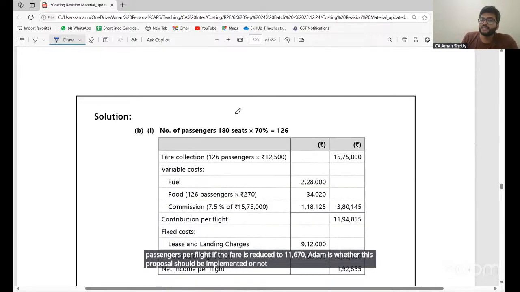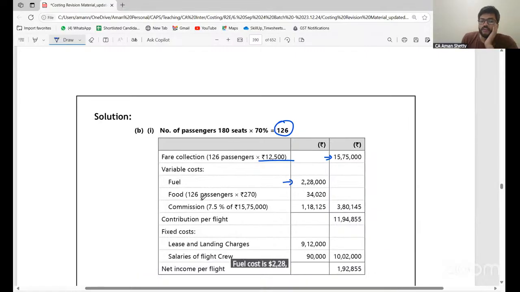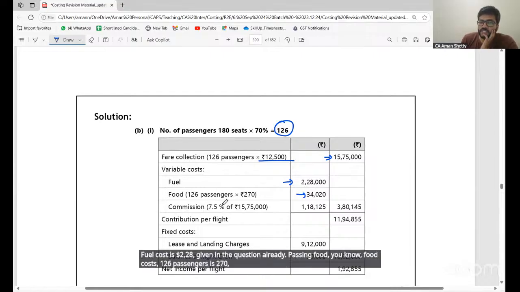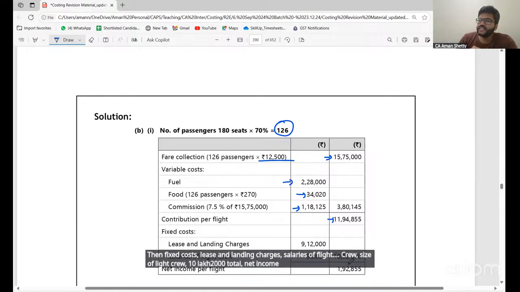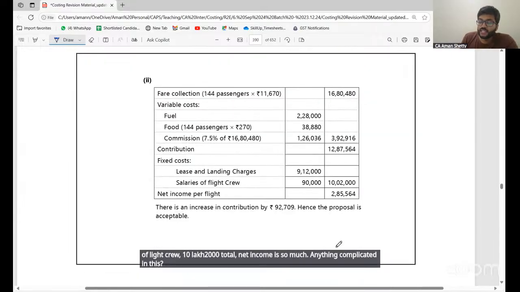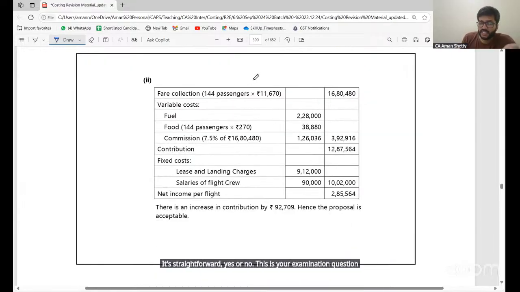So number of passengers, 180 seats into 70%, is 126. Fare collection, 126 into 12,500, is 15 lakh 75,000. Fuel cost is 2 lakh 28,000, given in the question already. Food cost, 126 passengers at 270, is 34,020. Commission is 7.5% of 15 lakh 75,000. Therefore, contribution per flight is so much. Then fixed cost, lease and landing charges and salaries of flight crew, total 10 lakh 2,000. Net income is so much. Anything complicated in this? It's straightforward, yes or no? This is your examination question, by the way, a recent examination question.